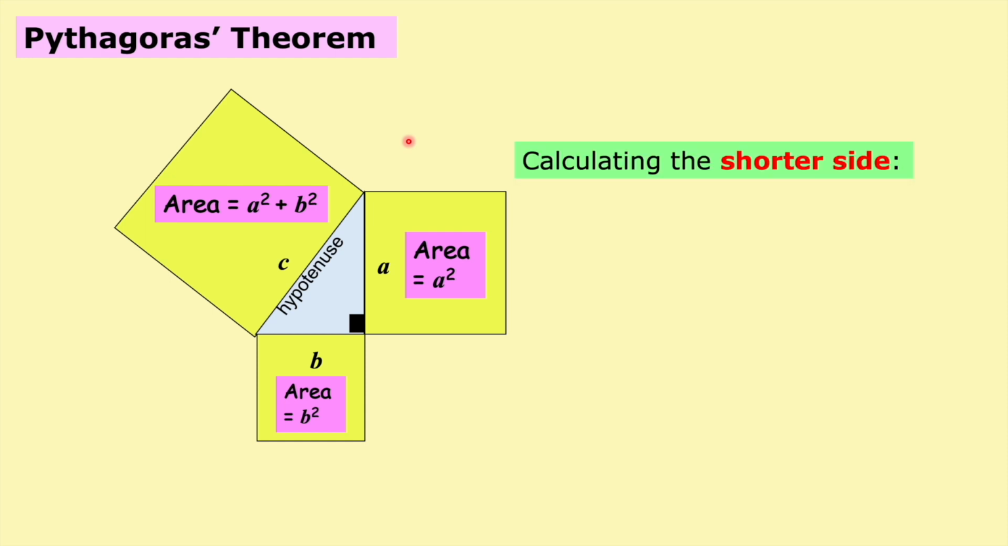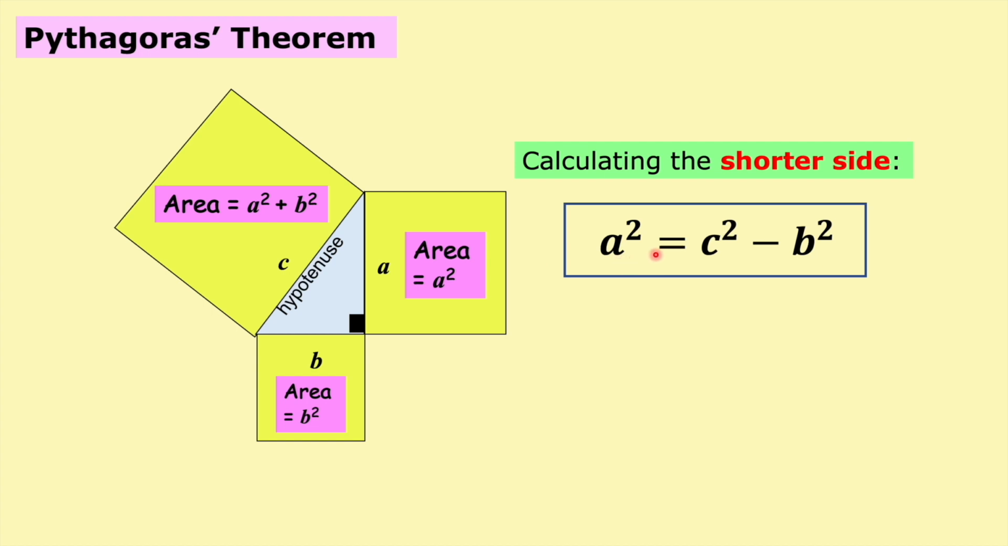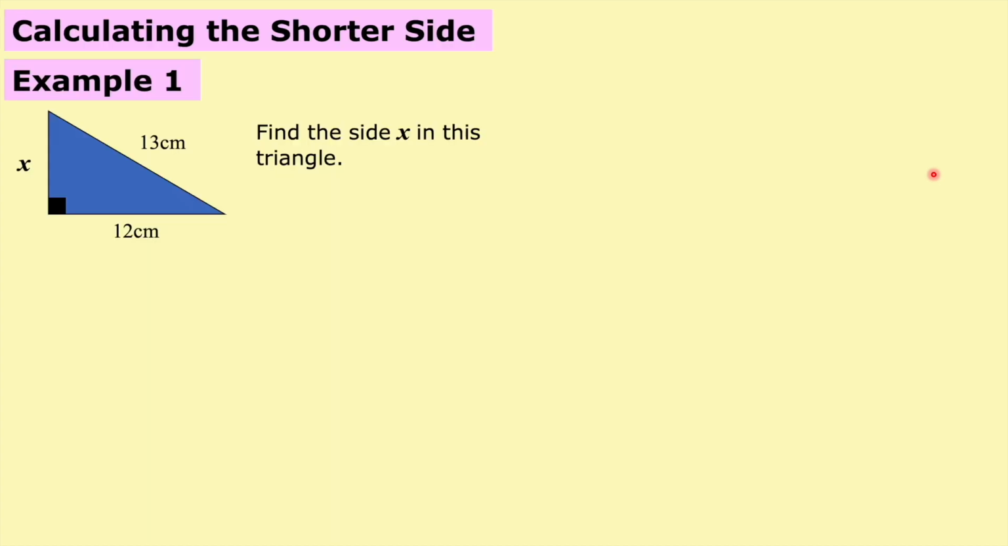To calculate the shorter side, if C squared equals A squared plus B squared, then we can figure out one of the other sides by doing A squared equals C squared subtract B squared. It works either way, because remember, it doesn't matter if you called this side A or that side B, vice versa. This is just the standard formula that we will use: A squared equals C squared subtract B squared. That larger area subtract one of the smaller areas will give you the shorter side squared. So let's put this formula into practice today.